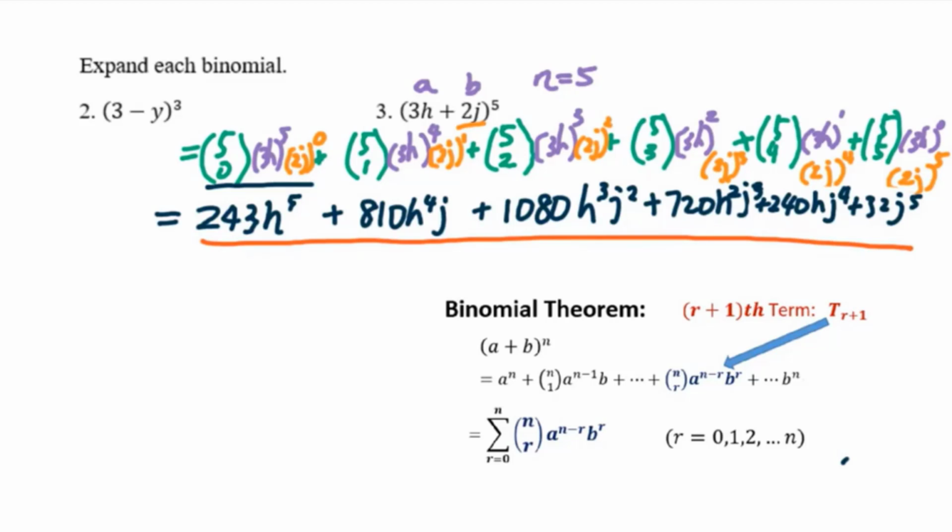Please check the variables. The sum of the exponents will be 5. Like here's 5. 4 plus 1 is 5. 3 plus 2 is 5. 2 plus 3 is 5. 4 plus 1 is 5. Then 5.